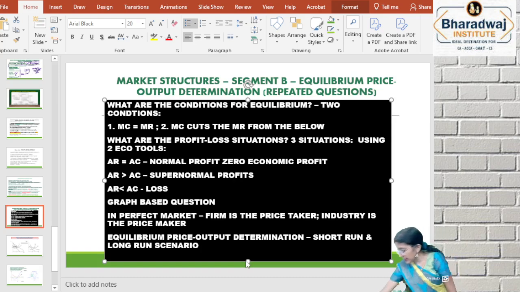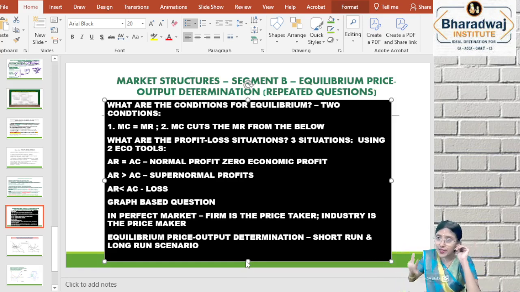Okay. Please understand this point. That's what I wanted to know. They have asked this question. That's why I confirmed it. So, how many conditions are there? That itself is a question. 2 conditions. What are those? Don't bring in average revenue and average cost here.